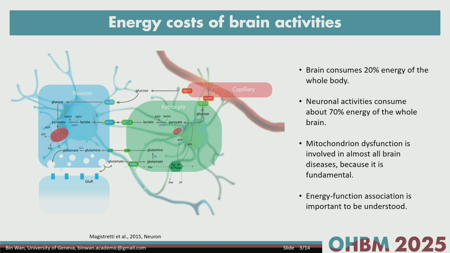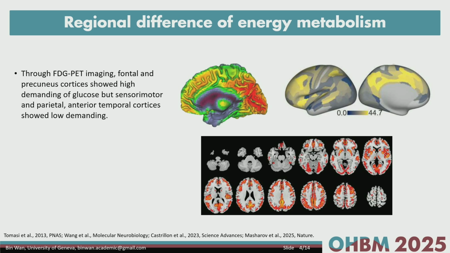A really important tool here is PET. It can measure the in vivo regional distribution of energy consumption in the brain. Here, the general principle of FDG PET imaging shows that the frontal and visual areas have a high demand for glucose consumption, whereas the sensorimotor areas, parietal and anterior temporal cortex show a low demand. There is still individual difference, but this is a general pattern.